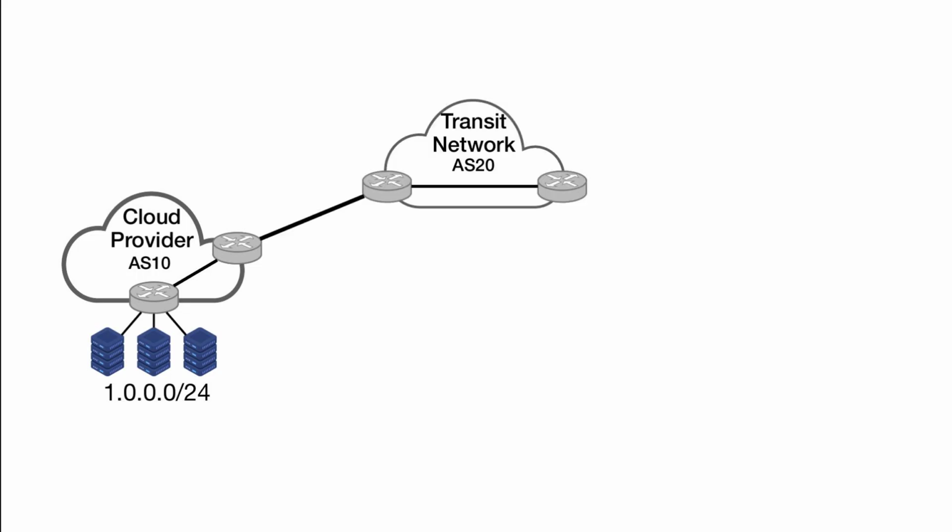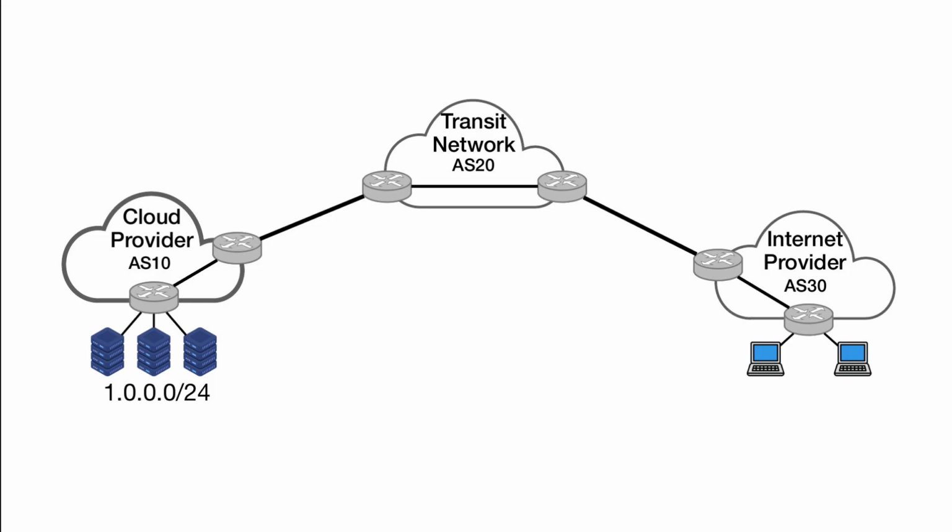Your network AS10 connects to the internet through a trusted provider, AS20, and your customers connect through networks such as AS30, for instance. Wherever they are, at home, or at work, or traveling, you want them to be able to reach your servers.